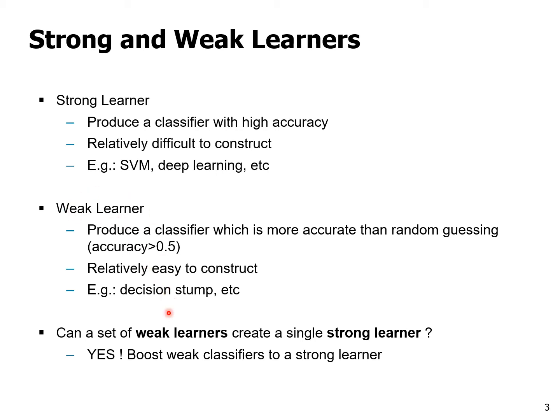So in ensemble learning, the question we have now is, can we somehow collect a set of weak learners and make them into a single strong learner? Is it possible? That is the question of ensemble learning. And the answer is yes. We use the boosting method. By doing so, we combine many weak learners and turn them into one single strong learner. That's the basic idea of the boosting method.